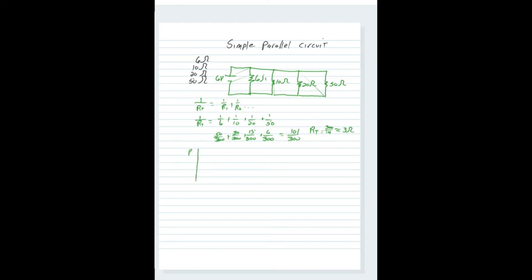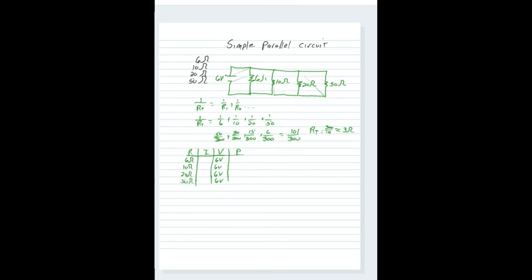So we'll do R, I, V, and P. Now since they're in parallel with the battery directly, they all get the same voltage as the battery. So they're all going to get 6 volts here. So I have 6 volts, 6 volts, 6 volts, 6 volts for the 4 resistors, which were 6 ohms, 10 ohms, 20 ohms, and 50 ohms.